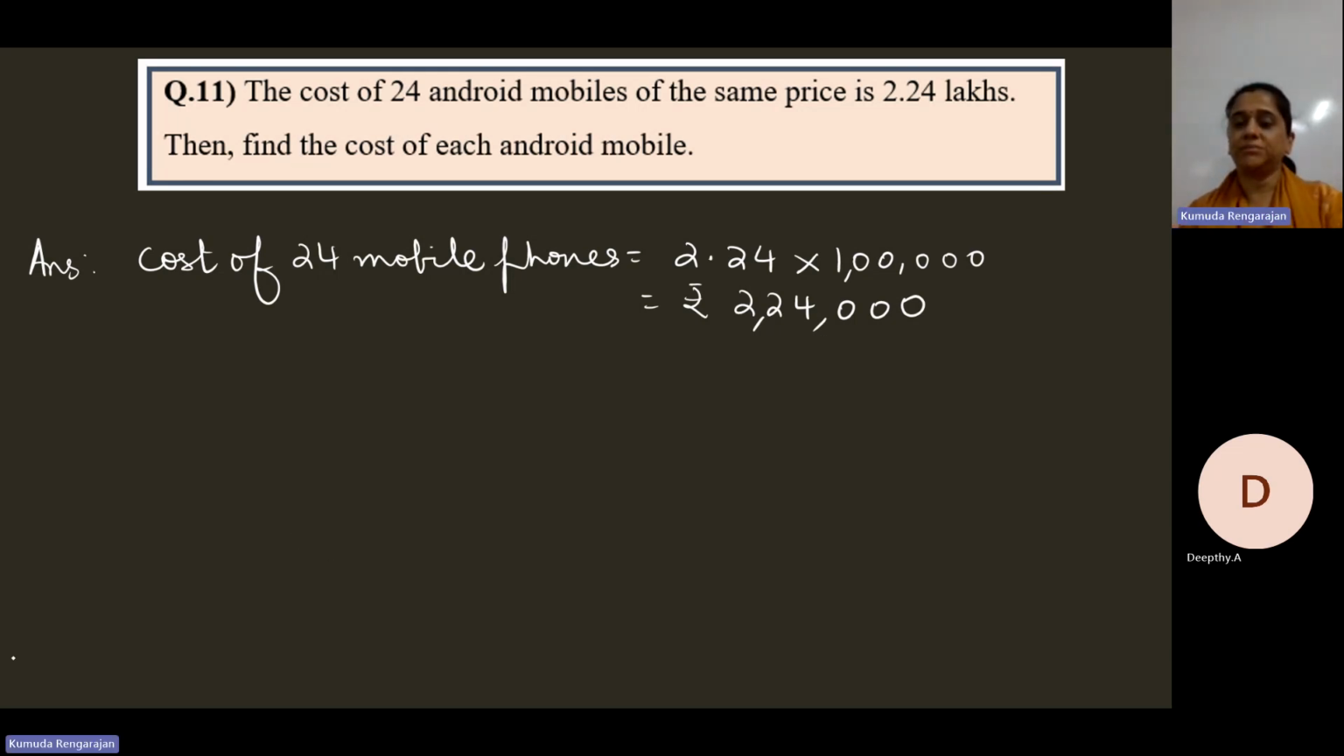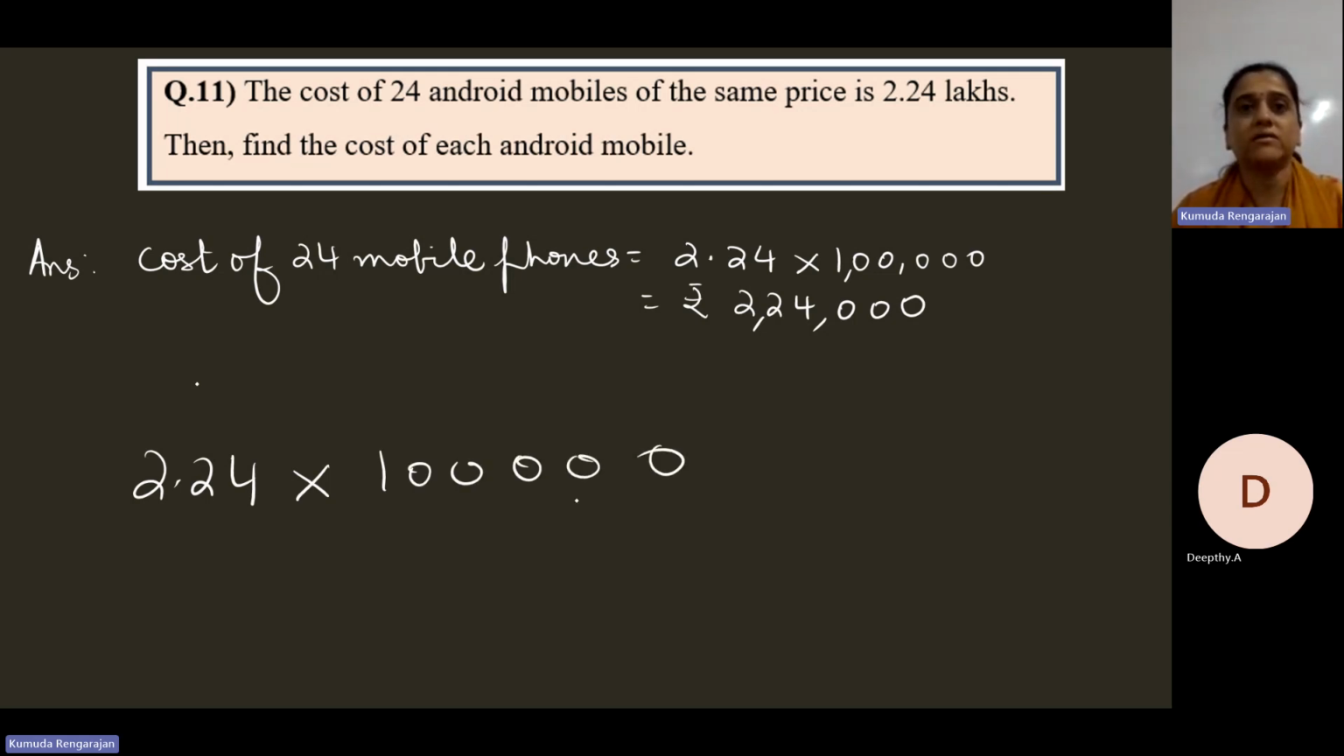2.24 lakhs means you should multiply 2.24 into 1 lakh. To find the value, you should multiply that decimal number by 1 lakh. 2.24 lakhs meaning 2.24 into 1 lakh.